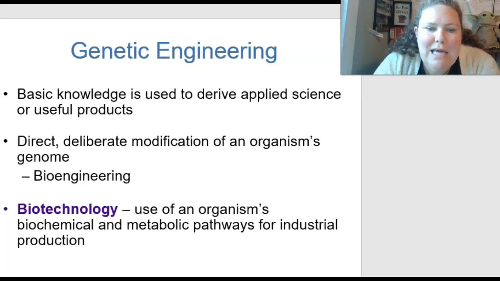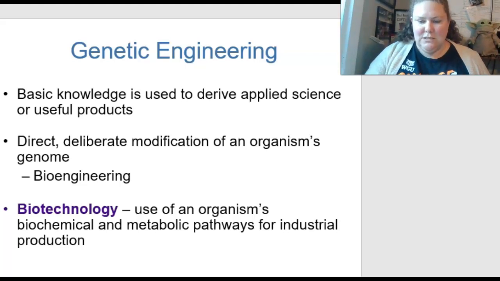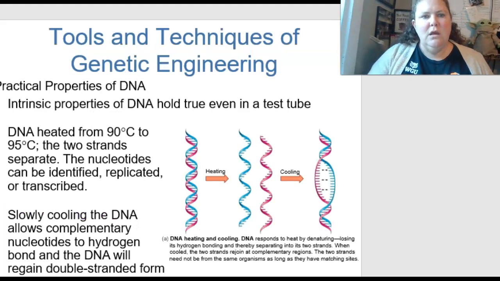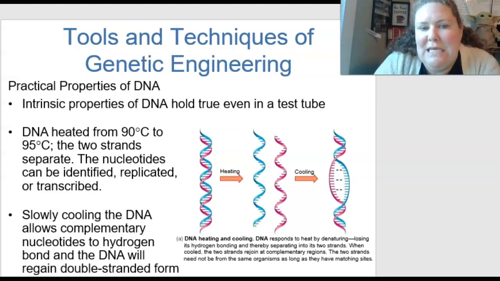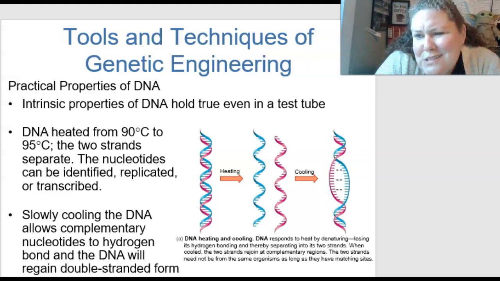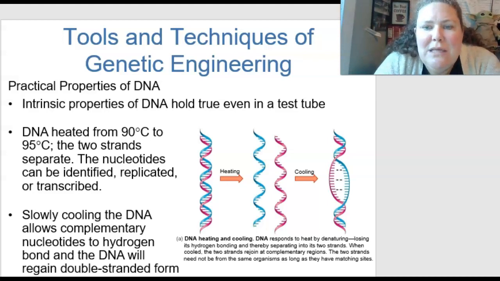Combining this together with biotechnology, this is the use of an organism's biochemical and metabolic pathways for industrial production. So with the tools and techniques of genetic engineering, we have the practical properties of DNA. These intrinsic properties of DNA hold true even in a test tube. So it's still always going to be double-stranded, RNA is always going to be single-stranded, etc. There are some basic principles that will never ever change.